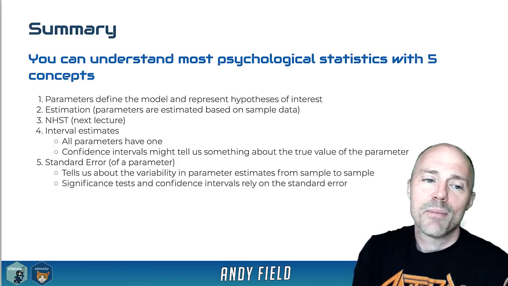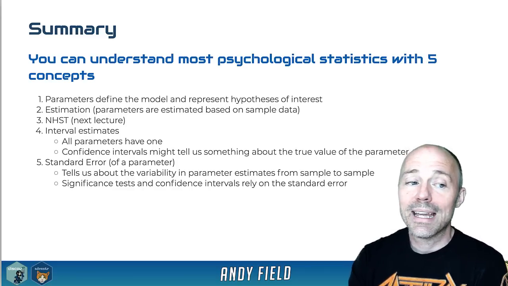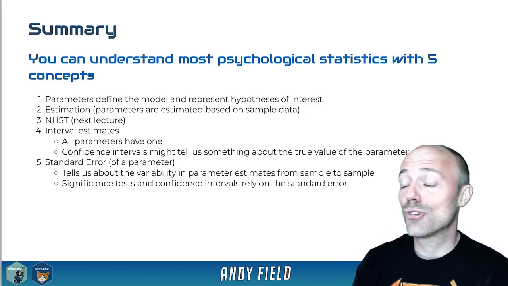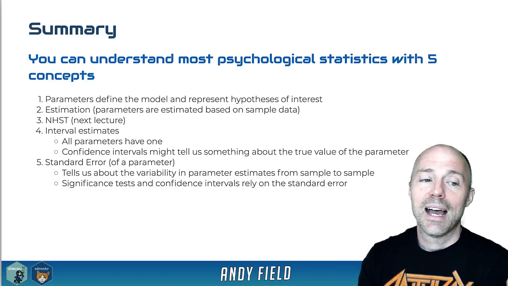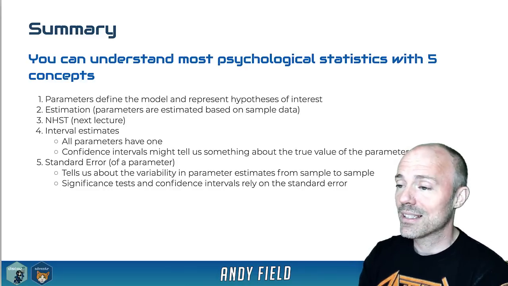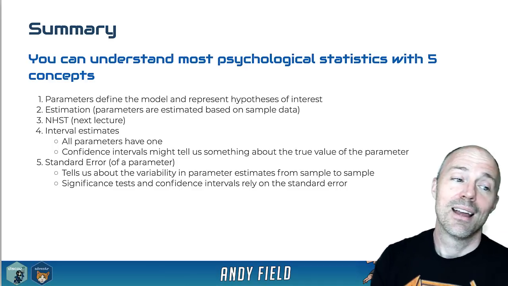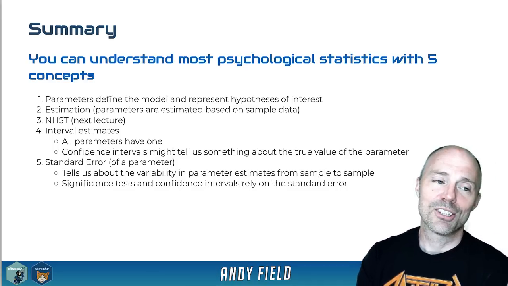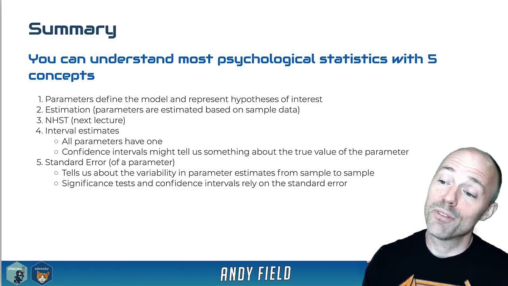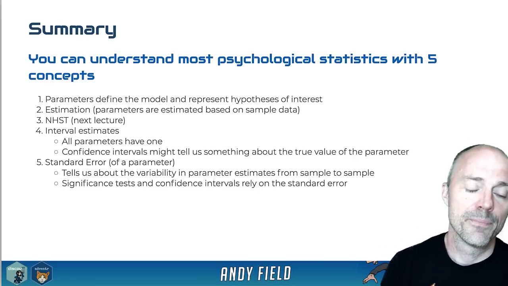And we also talked about the standard error of a parameter. The standard error tells us about the variability in estimates from sample to sample. Because it tells us about variability across samples, it's used to construct the confidence interval. And we will see next week that significance tests also rely on the standard error. So the standard error is a really important statistic because, as we will see in a few lectures' time, if the standard error is incorrect or biased, that has a knock-on effect on the confidence intervals and significance tests, which we'll talk about next week.